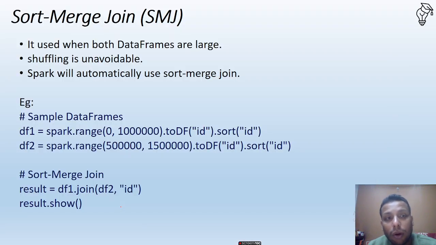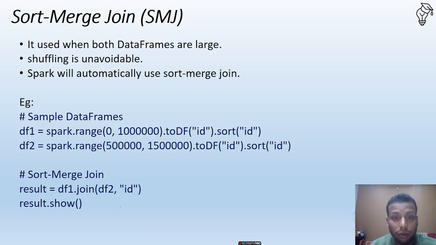Now come to the sort merge join. This is also a kind of join method which Spark applies by default. Suppose we have a large table; in the case of large tables, Spark uses the sort merge join. That is the default applied by Spark, and it is used when both data frames are large. Shuffling is unavoidable here, so you can't avoid the shuffling. But yes, it is used when your data frame is very large.